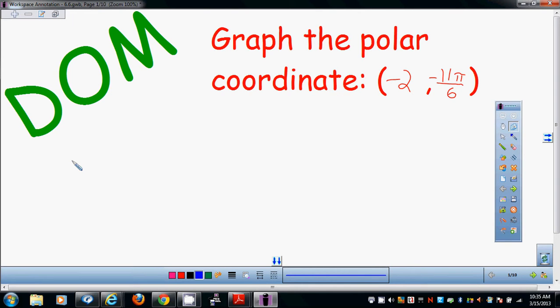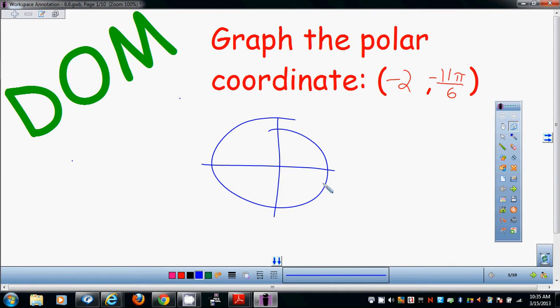Here we go. Graph the polar coordinate. Hopefully, your polar coordinate looks like this. If you were to make yourself a makeshift circle and go out 2 units, 11 pi over 6 is, well, let me put some axes on here. 11 pi over 6 is here-ish, but the negative angle flips you over the x-axis and the negative radius flips you to here. So here should have been roundabout where your polar coordinate lieth.